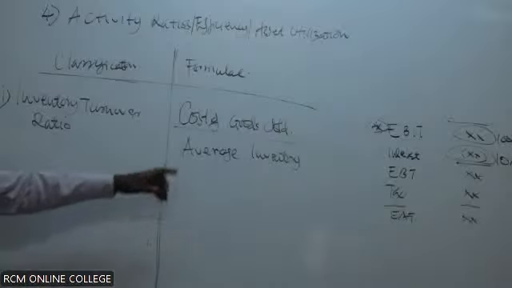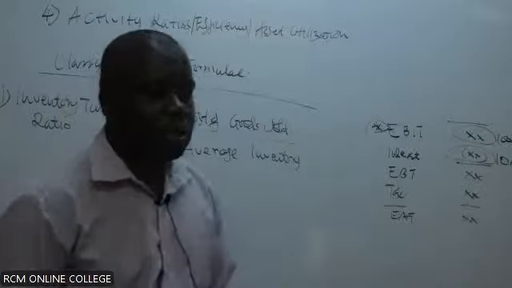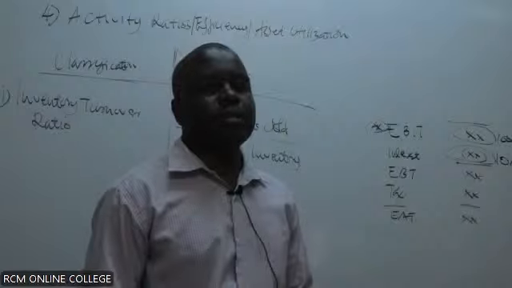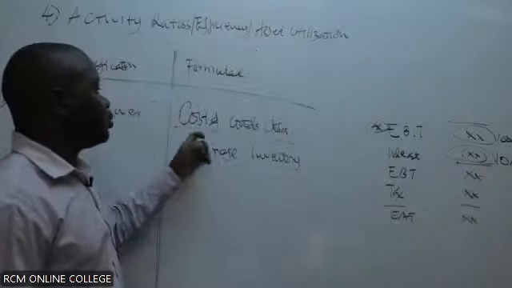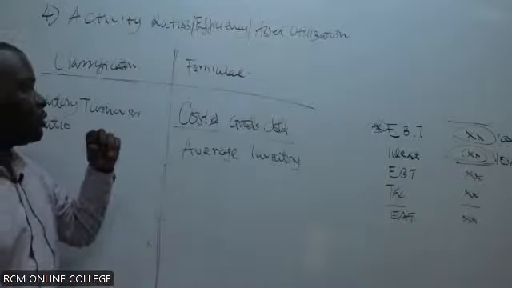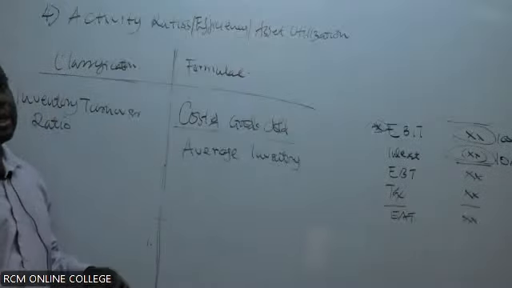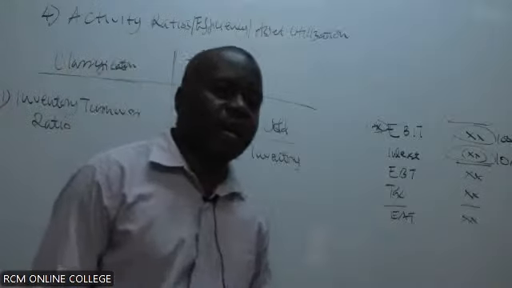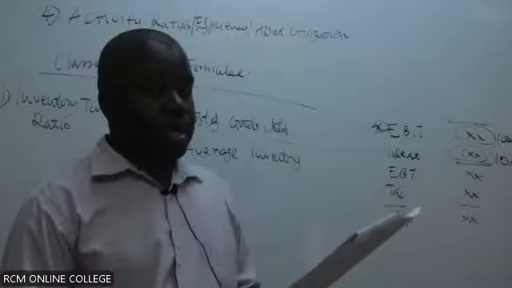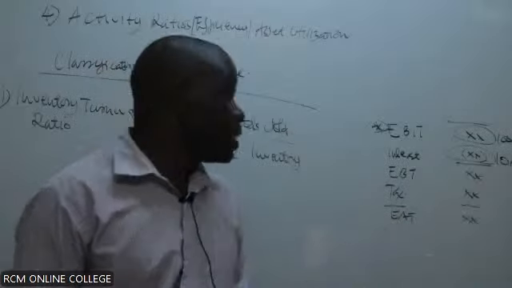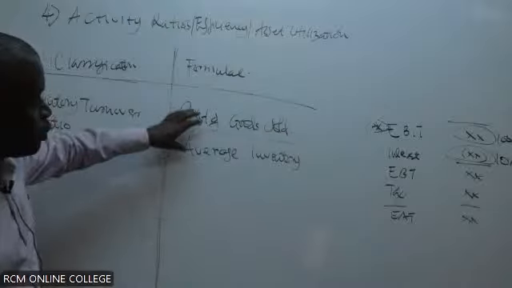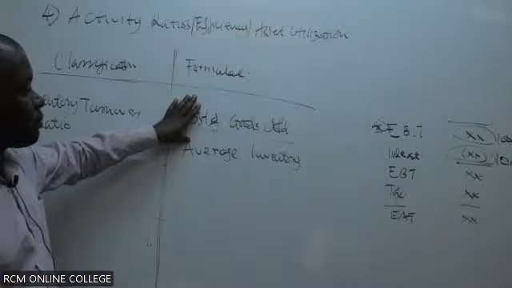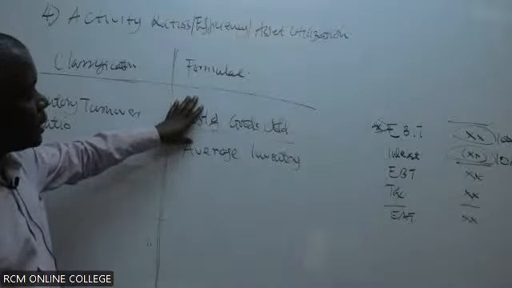The cost of goods sold, you know how you get it. You take opening stock plus purchases plus any carriage inwards, minus closing stock, and you'll get the cost of goods sold. For the average inventory, if in the question they have given you opening stock and closing stock, you add the two and divide by 2. You have to be keen on what I'm saying here.